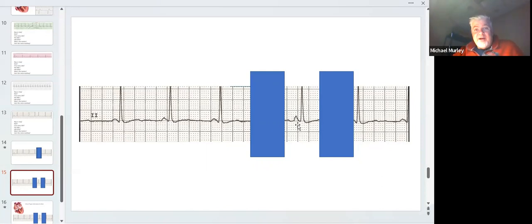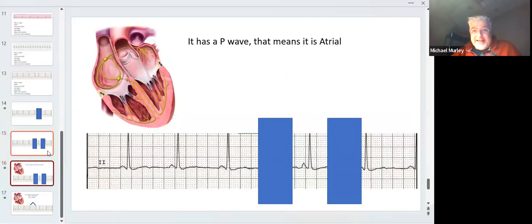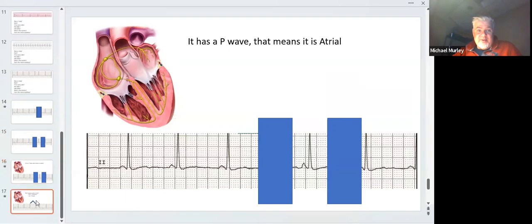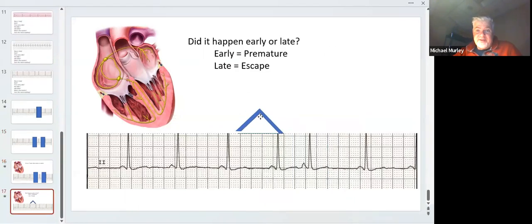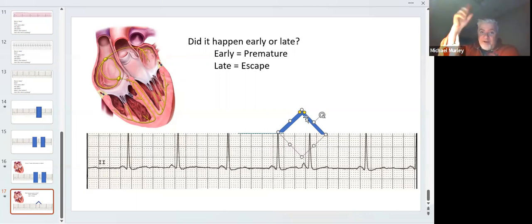This one has a P wave. So this is atrial. So then I have to ask myself, did this come early or late? And the only way to do that is to get a pair of calipers back out, and we're going to measure this sinus rhythm. And this was early. See how this is our normal R to R? This happened before the next one should happen, so we call it premature. So this is a sinus rhythm with a premature atrial complex. We would check a pulse to see if they have a pulse that corresponds with that.